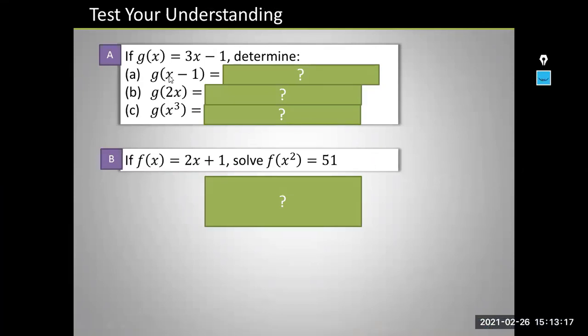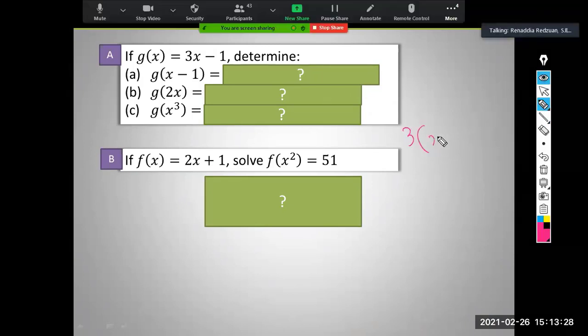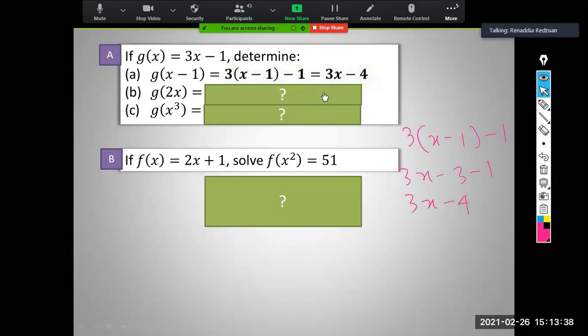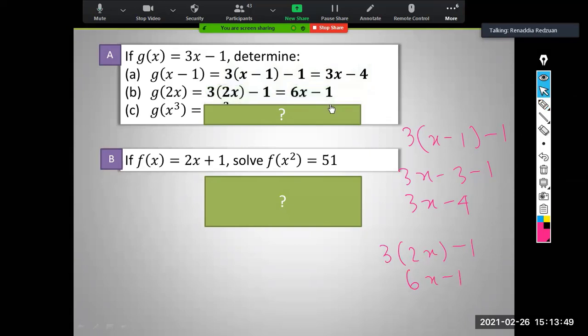Guys, what's your answer for the first one? x minus 1. So 3 times x minus 1 minus 1. Expand the bracket. 3x minus 4. Then next one we have 2x. So 3 times 2x minus 1. So 6x minus 1 for the second one. Then we have x cubed. So replace x here with x cubed. So 3x cubed minus 1.